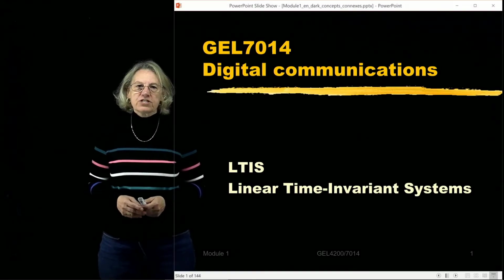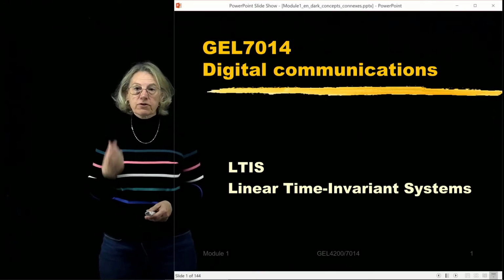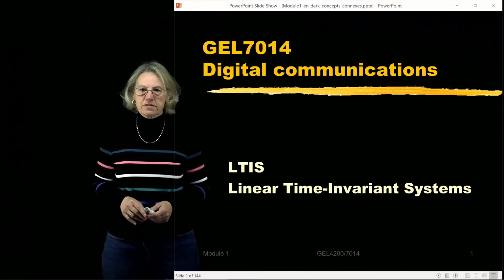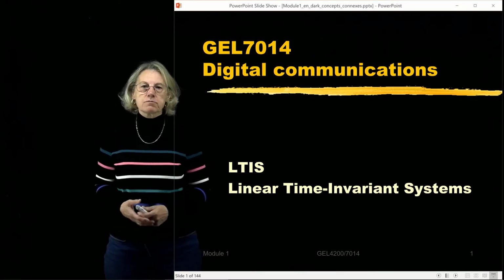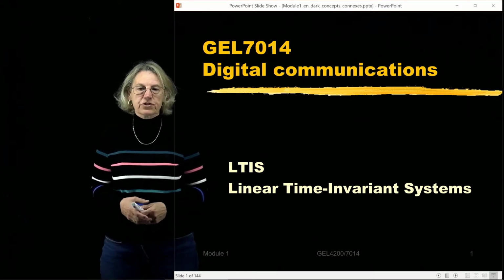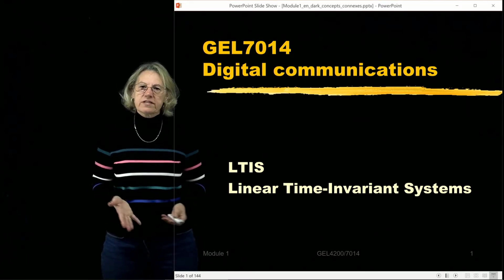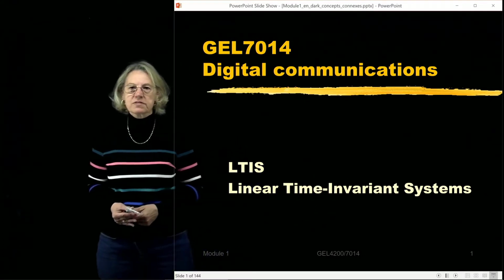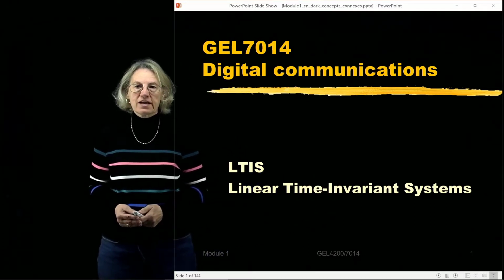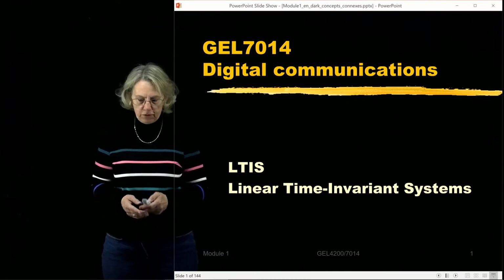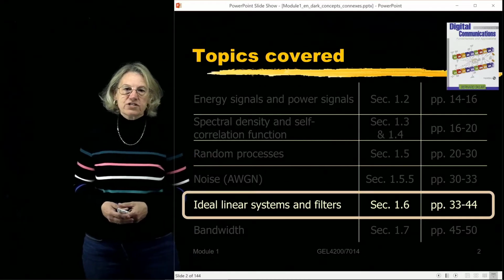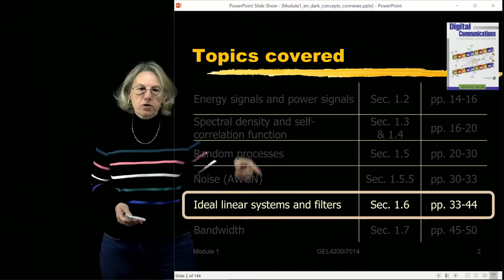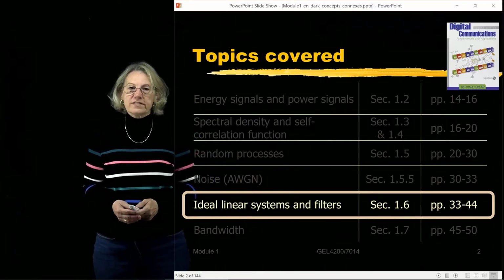Before we can study digital communications, we have to have a firm basis in our understanding of linear systems, because this is some of the fundamental assumptions in the analysis we'll be doing in the digital communications class. For this reason, I take a little time to go over linear time invariant systems, LTIS, as a review before we dive into our digital communications. This information is covered in the Scholar textbook in section 1.6.